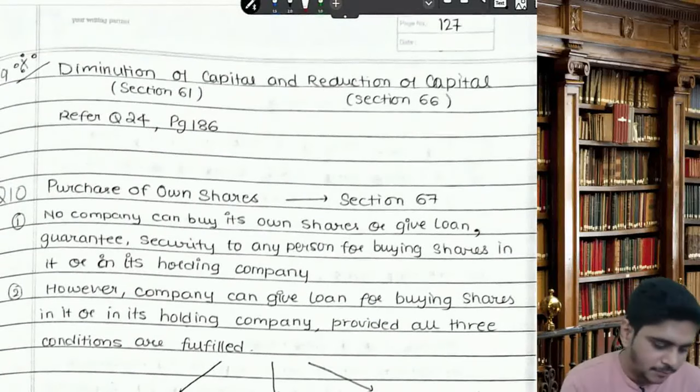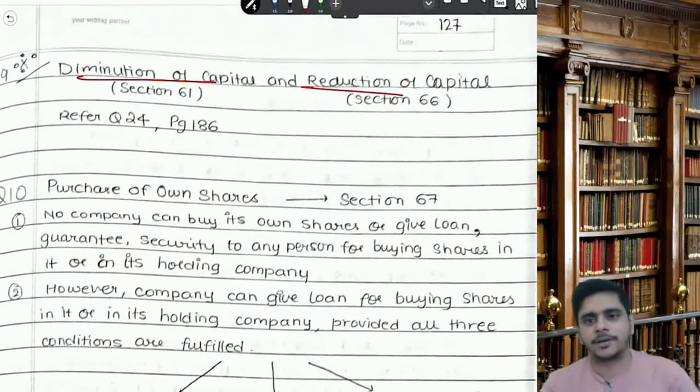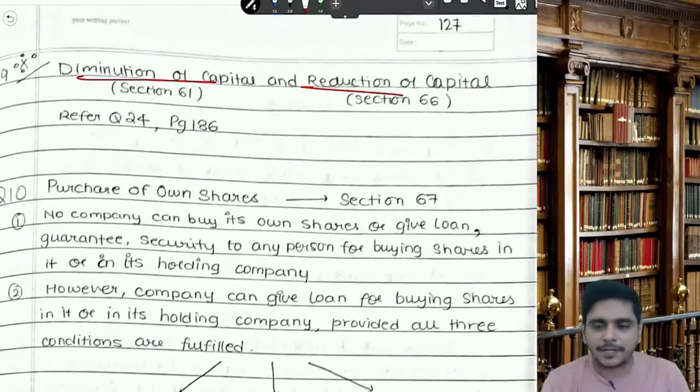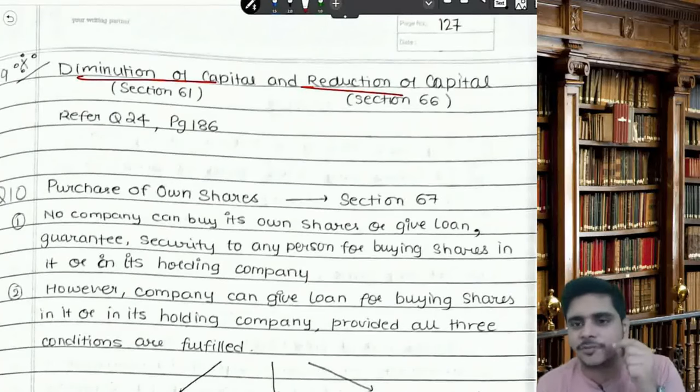Then, very important, distinguish diminution of capital and reduction of capital. If you cancel your authorized capital, that means the market is not getting affected. It is called diminution of capital.